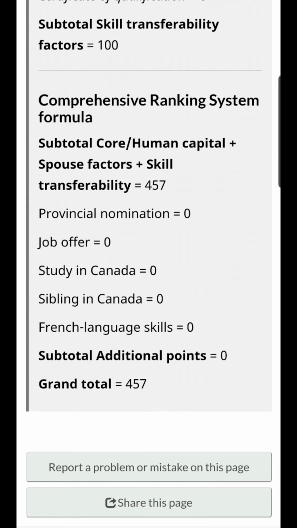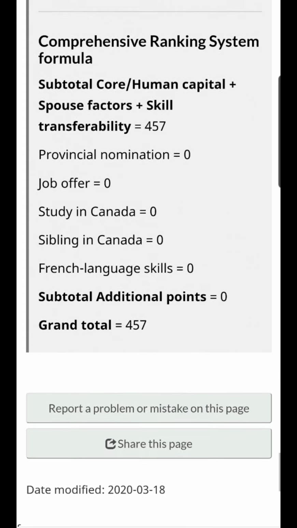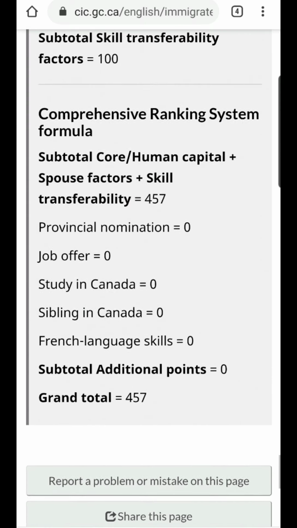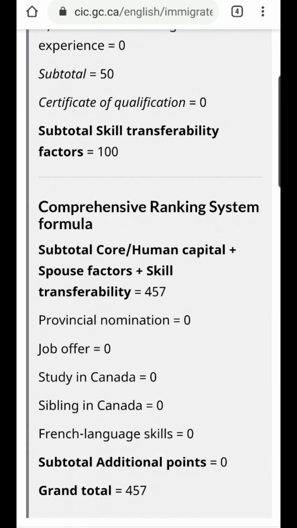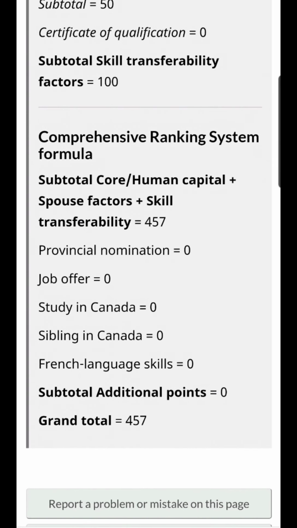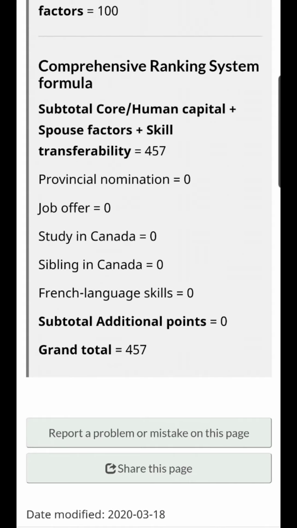Apart from this, if you get a provincial nomination, you will get 600 points. If you submit a job offer, you will get 50 marks. If you study in Canada, you will get a score. And siblings in Canada also, you will get a score. French language skills will also give additional points. So these are the calculation factors for CRS. So the grand total is 457. So this is your overall CRS score.